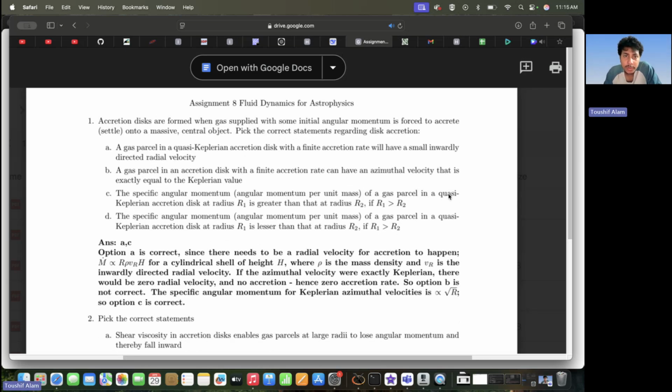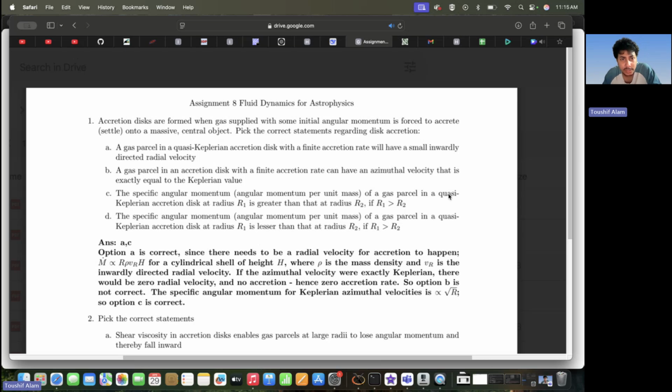Accretion disks are formed when gas supplied with some initial angular momentum is forced to accrete onto a massive central object. Pick the correct statements regarding disk accretion. A gas parcel in a quasi-Keplerian accretion disk with a finite accretion rate will have a small inwardly directed radial velocity. A gas parcel in an accretion disk with a finite accretion rate can have an azimuthal velocity that is exactly equal to the Keplerian value.